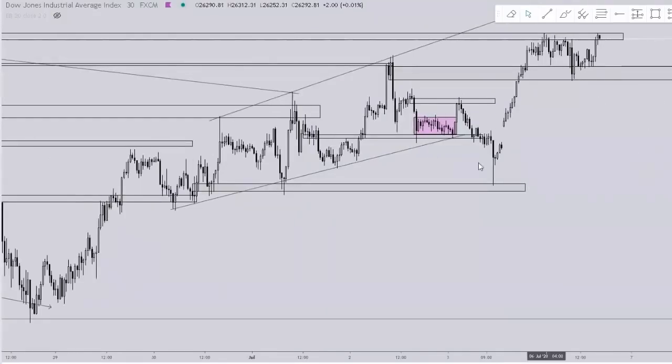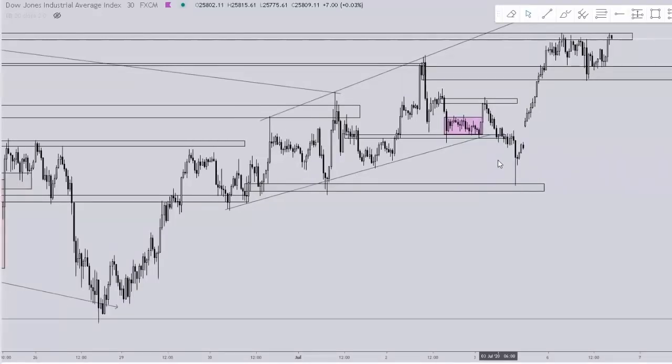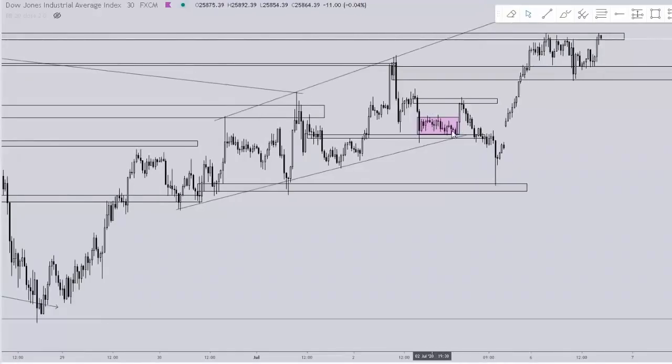But since we are already in US 30, just to show you guys, it works in the crypto market, indices, and Forex pairs. So here in US 30, same thing. We have the contraction, expansion to the upside, and trend to the downside. That's basically it.